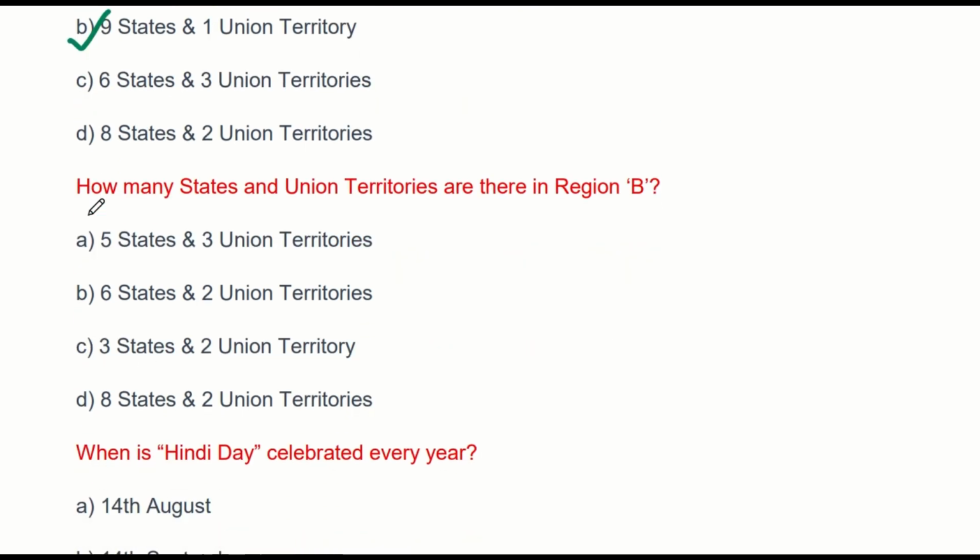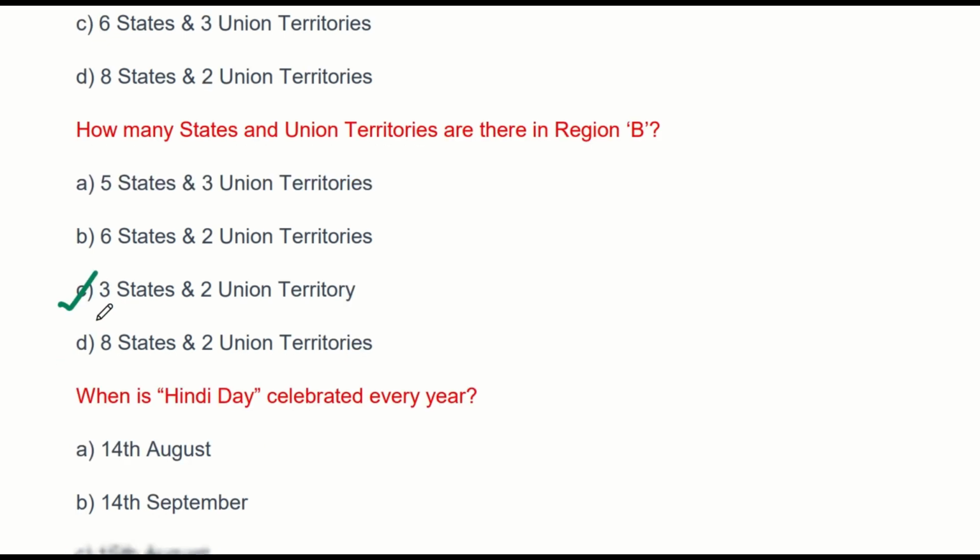How many states and union territories are there in region B? A. 5 states and 3 union territories. B. 6 states and 2 union territories. C. 3 states and 2 union territory. D. 8 states and 2 union territories. And right option is option C. 3 states and 2 union territories.